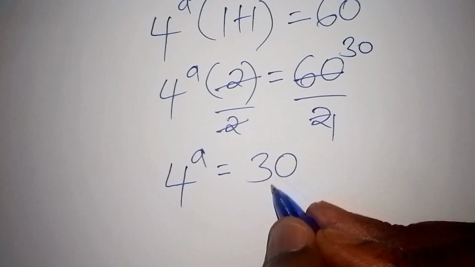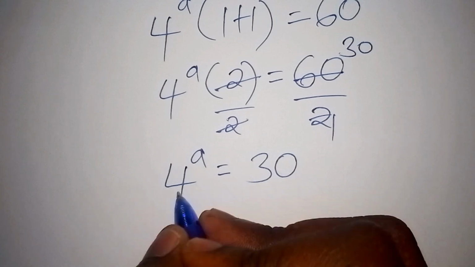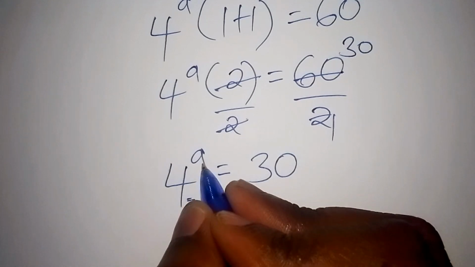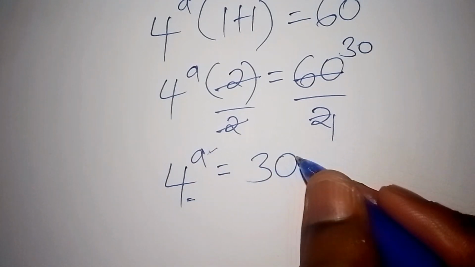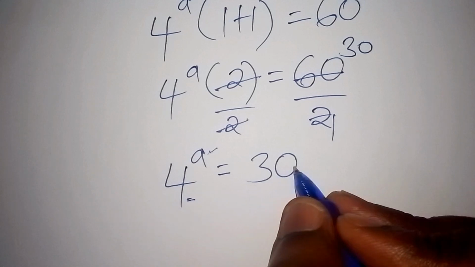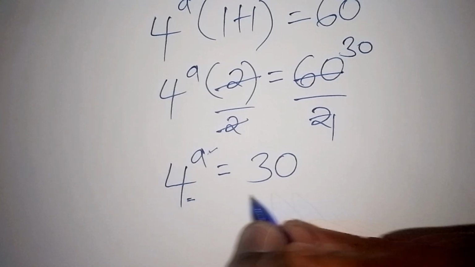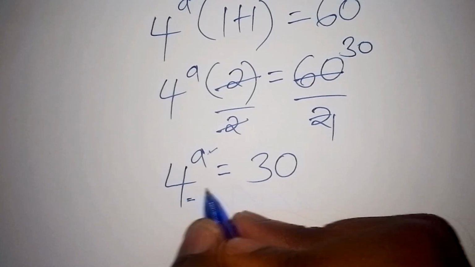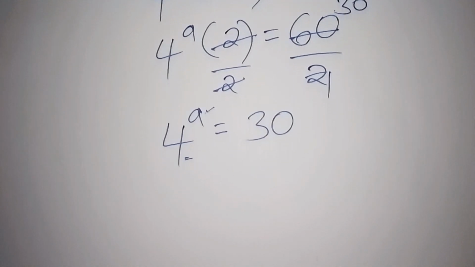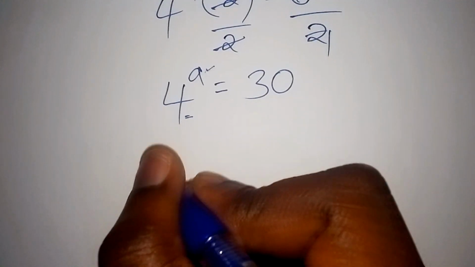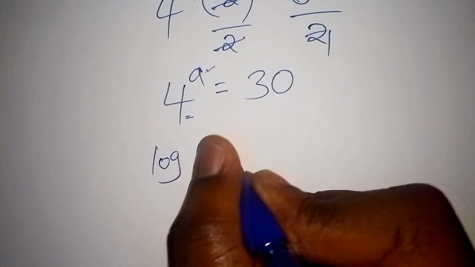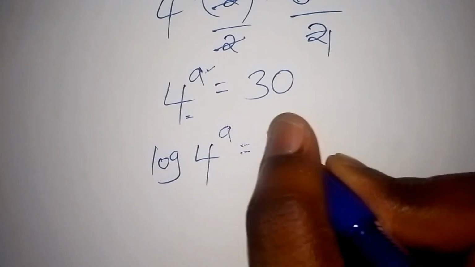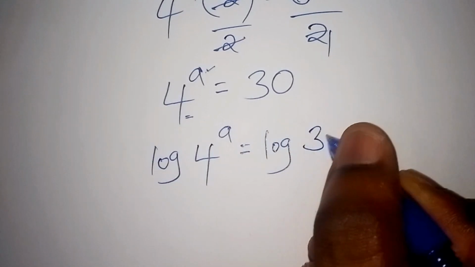So here 30 is a whole number, then 4 is a base, then a is an index. So it is difficult for us to change 30 to the base of 4. So we shall now introduce the log on both sides. So when we introduce the log on both sides, we shall now have the log of 4 to the power of a is equals to the log of 30.